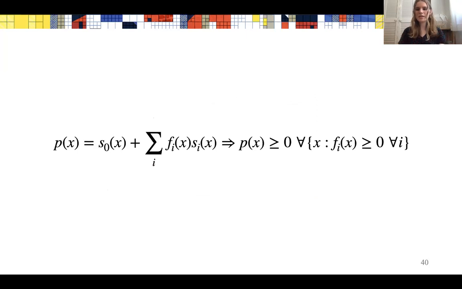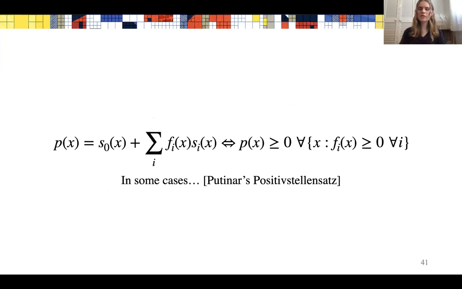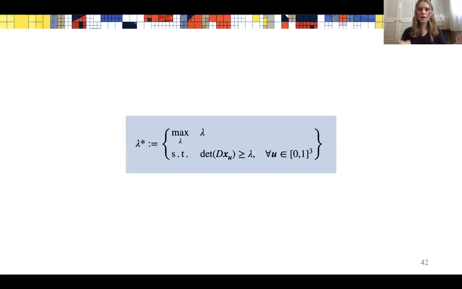And we might wonder whether the converse of this is also true. In his positive Stellensatz, Marschner said that yes, for certain domains this is true, but only if you take the degrees of the s polynomials arbitrarily high. Our hex problem does satisfy the assumptions of Marschner's positive Stellensatz, so we can apply it here.